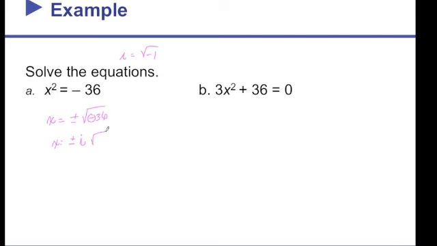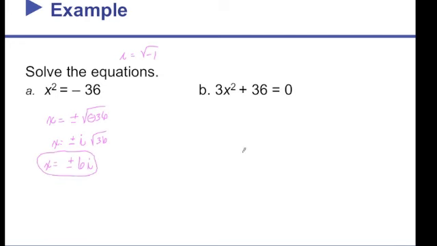So now I've got i times the square root of 36. Well, you know the square root of 36 is 6. We keep the plus or minus. So my solution to this equation is x equals plus or minus 6i.